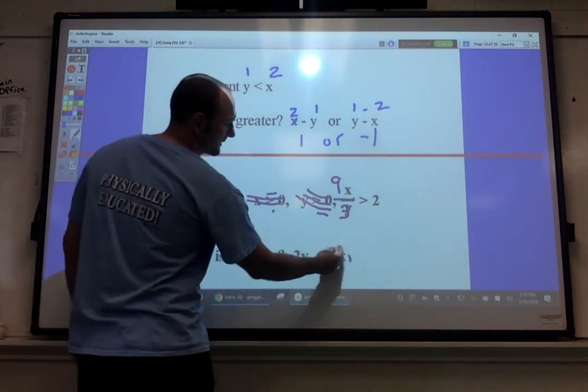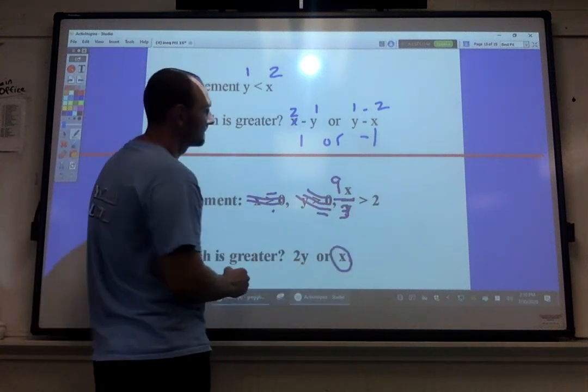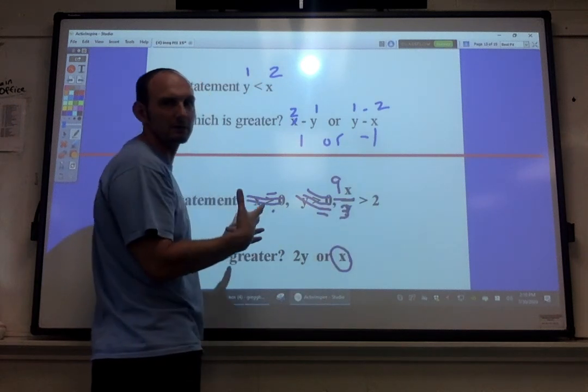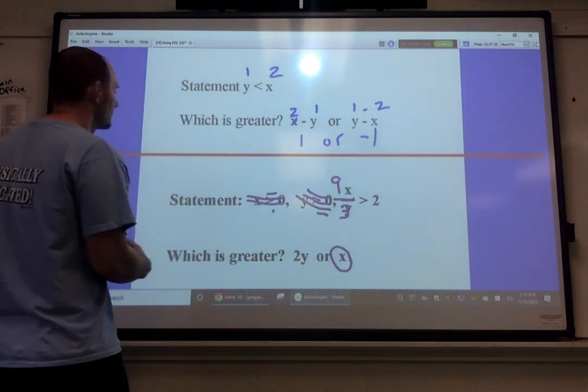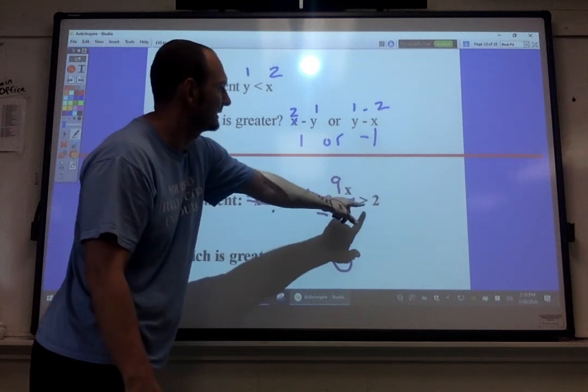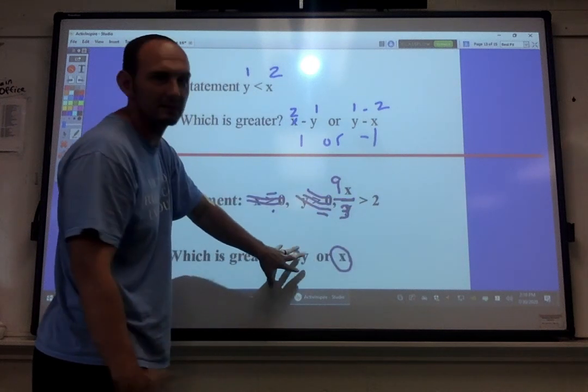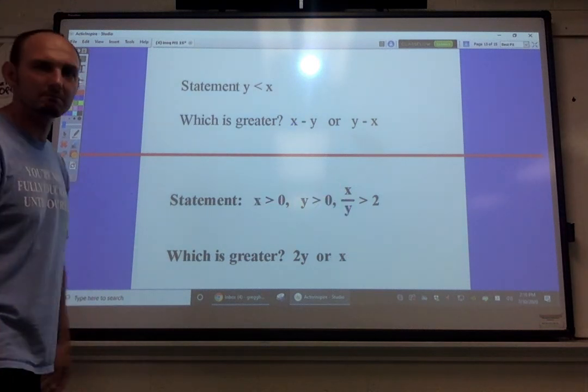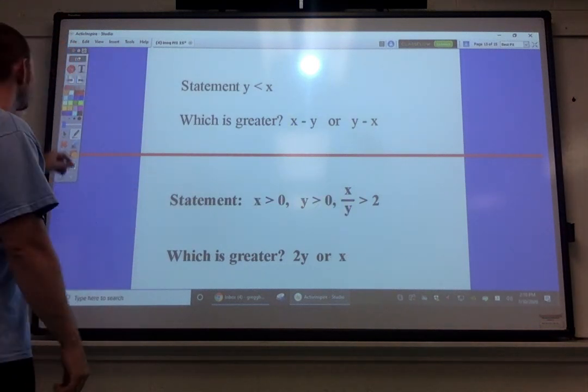x is always going to be greater than 2 times y, because the outcome of dividing them is always going to be bigger than 2 anyway. We could get really close, but it's never going to actually be equal to 2. So doubling this, it's never going to be greater than that. I probably confused you, but all right.